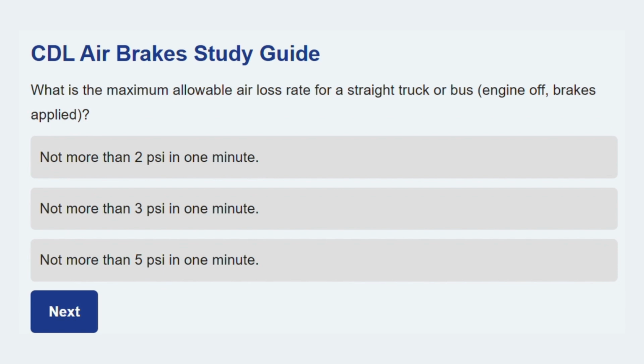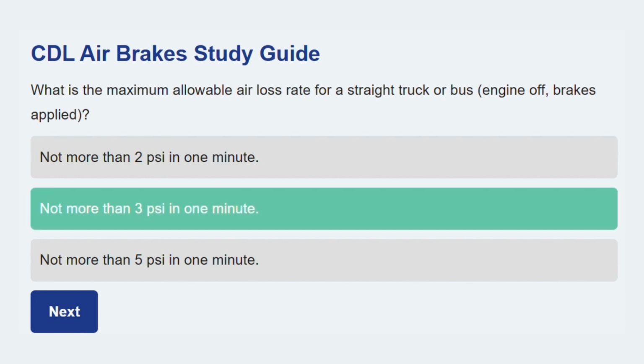Moving on to this. What is the maximum allowable air loss rate for a straight truck or bus? Engine off, brakes applied. Not more than 3 psi in 1 minute. This is a standard test to check for air leaks in a single vehicle's air brake system.